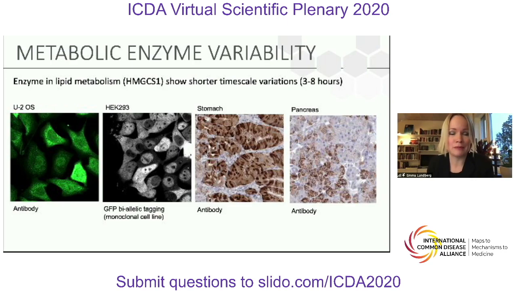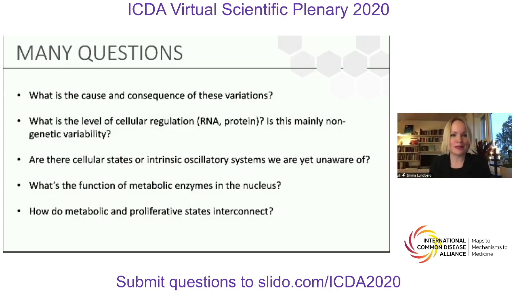I can also say that most of these variations seem to be at a shorter time scale than the cell cycle. So it might be that they actually correlate with cell cycling at some kind of higher harmonics level. We don't know that yet. But there are many questions to answer. What's the cause and consequence of these variations? What's the level of cellular regulation? Right now, everything is pointing to that this is mainly non-genetic, so post-translational regulation. Are there cellular states or intrinsic oscillatory systems we're yet unaware of?